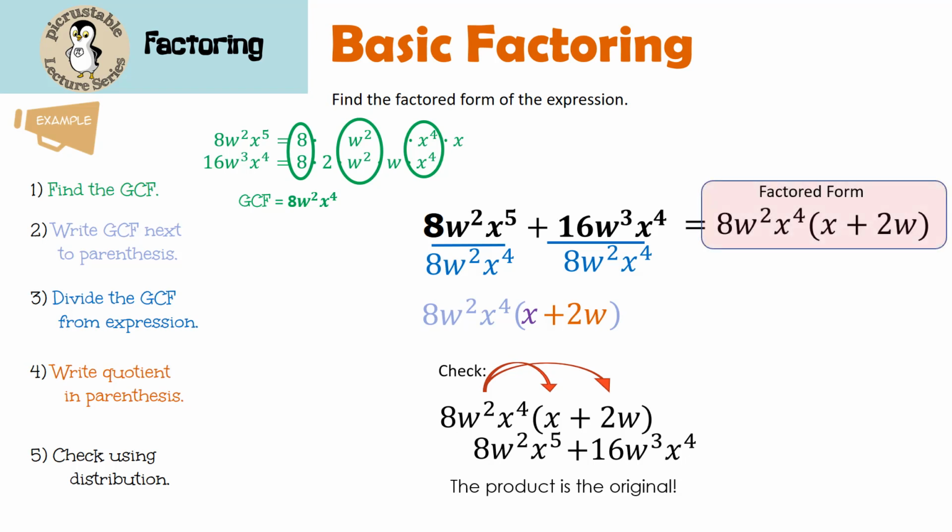So what is the answer? Well, in factored form, it'll be 8w squared x to the fourth times x plus 2w. If your instructor insists that you write this in descending order, descending order not only looks at the exponents, but also looks at the letters, and you need to be alphabetical. So for this one, you should have in parentheses 2w plus x to be in descending order.